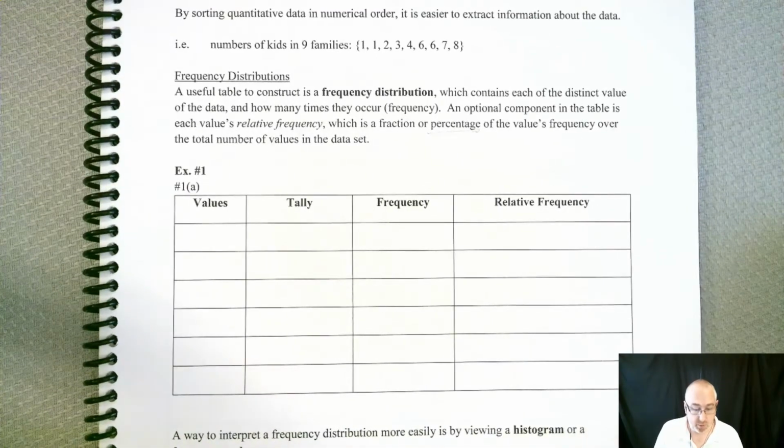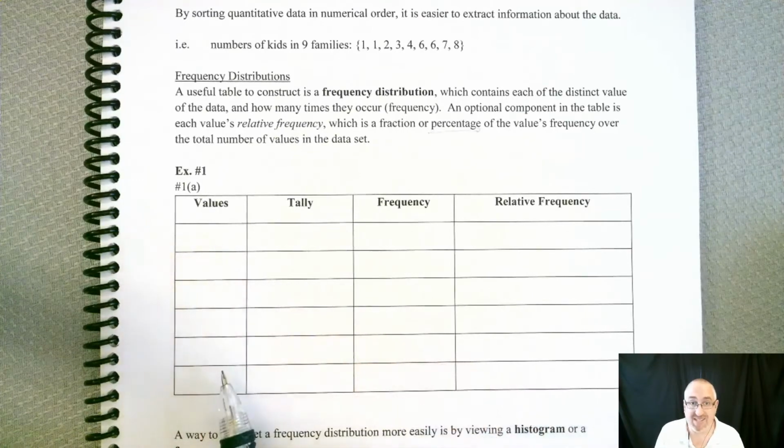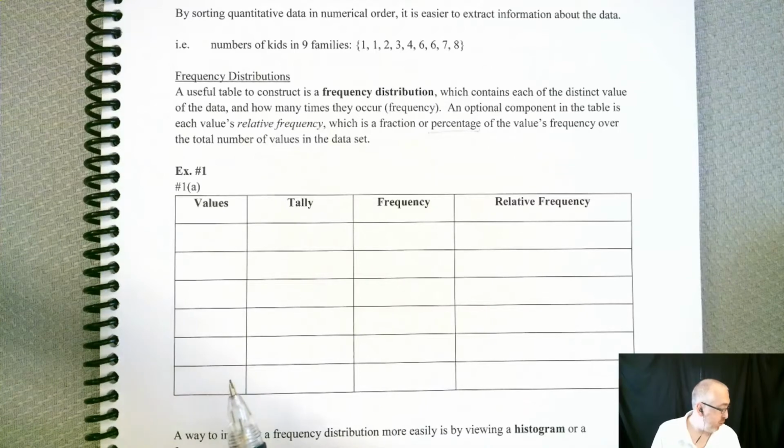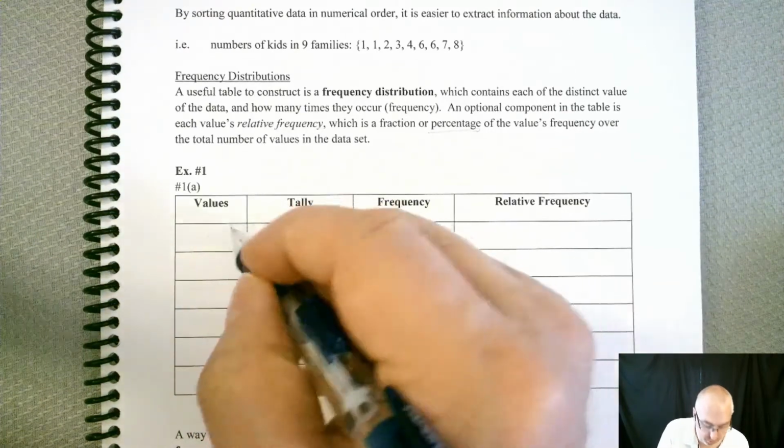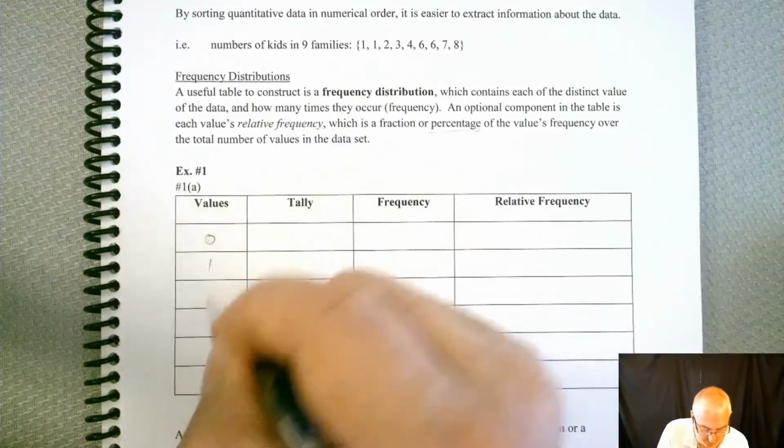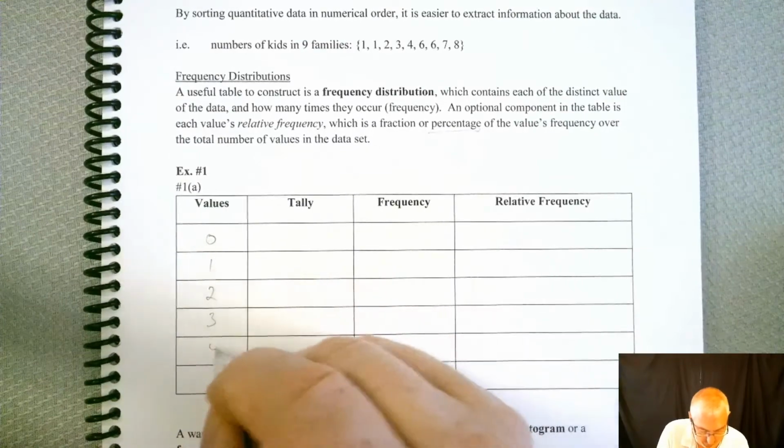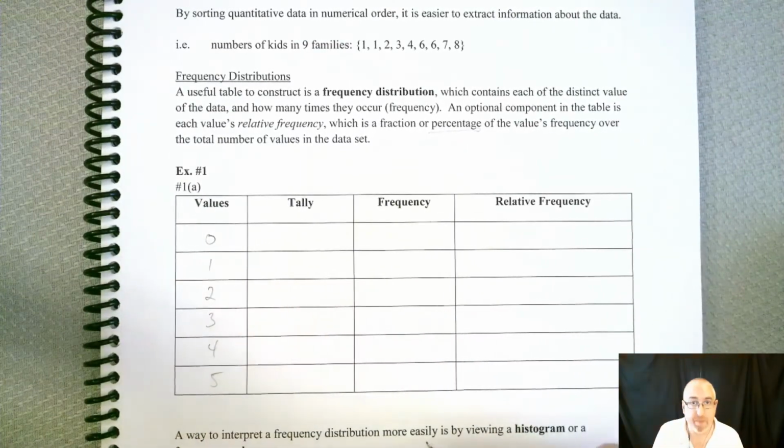The first thing we want to do is identify all of the distinct values that we actually see in that data set. We do have zeros, we have ones. I'm looking at the textbook. We have 2s and 3s and 4s and 5s. And that's it. Those are the only distinct values that we have. So we're just going to write those in. We have a 0, a 1, a 2, a 3, a 4, and a 5.